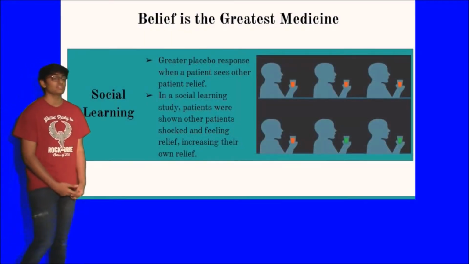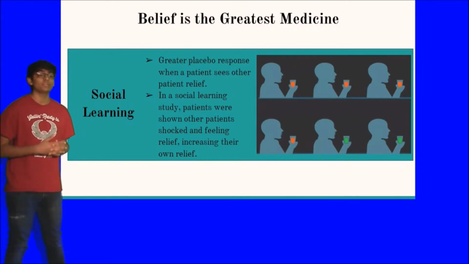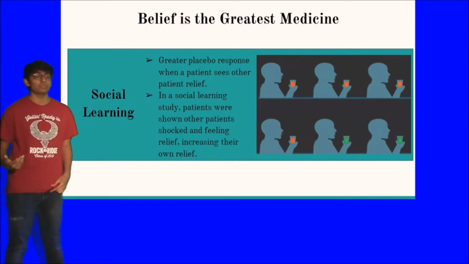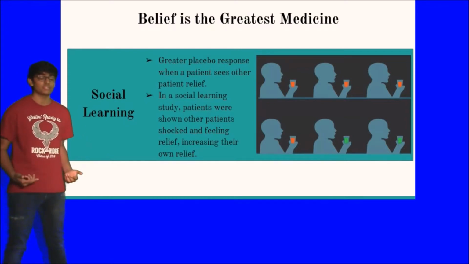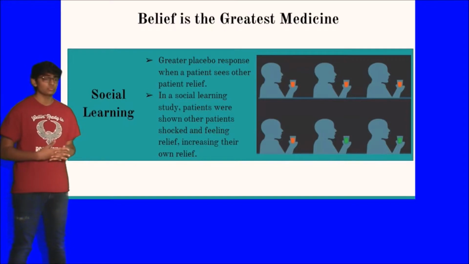This next study is actually very interesting. It's about social learning. What the study demonstrated is that when patients see that another patient next to them is improving, they also tend to improve. For example, if you're in a patient's bed and next to you, you see another patient receiving a treatment, and following that treatment, that patient improves, what research suggests is that you have a greater likelihood of improving yourself.